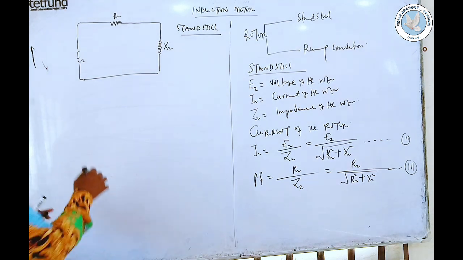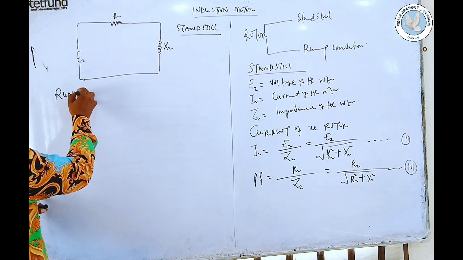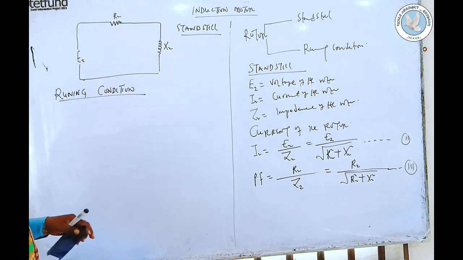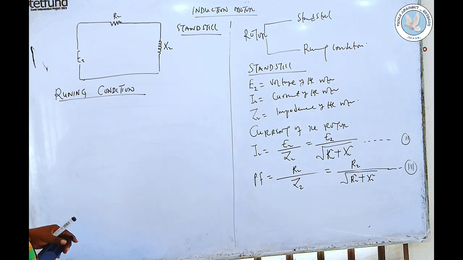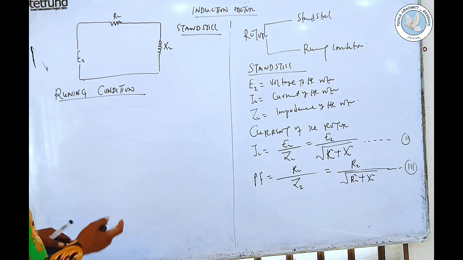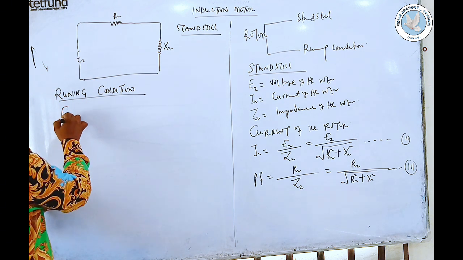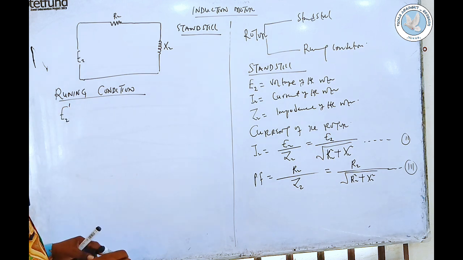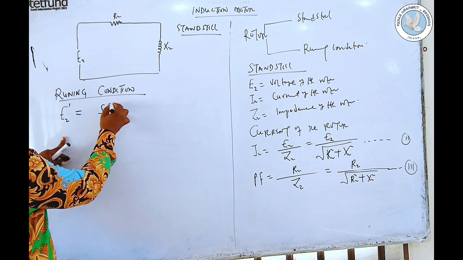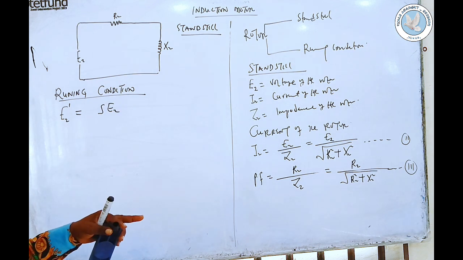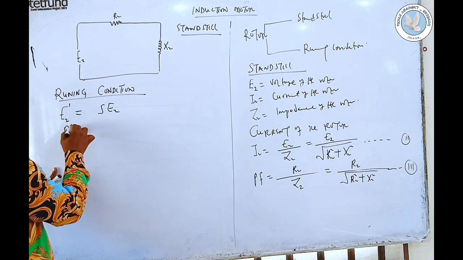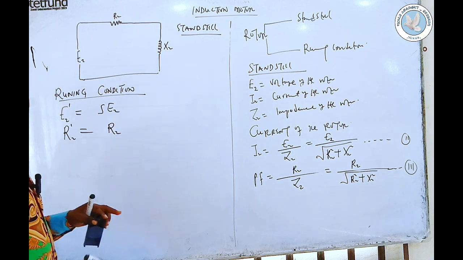And also looking at running condition, some of the parameters will be affected. Any parameter that depends on frequency will actually be affected. So that is why we are using prime to represent running condition. Voltage at running condition of the rotor is this and this, as we are multiplying the speed with the standstill value.